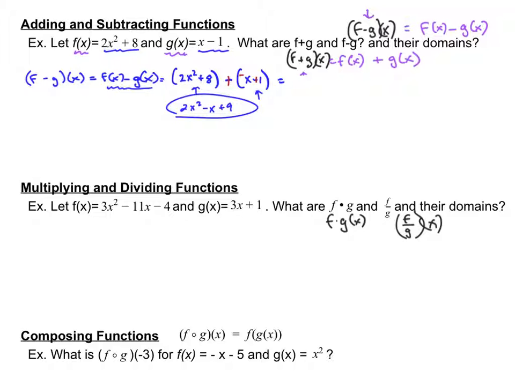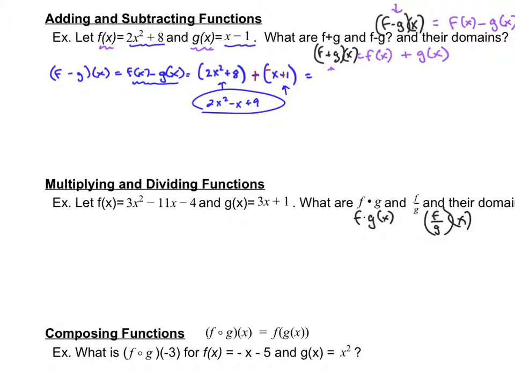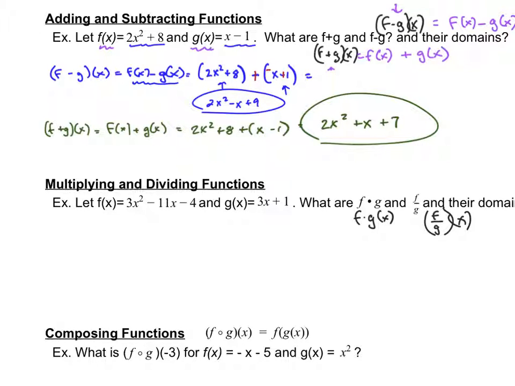And as we do the addition, of course, we are going to take f of x and add g of x to it, and then when we combine like terms, we get 2x squared plus x plus 7. So there you go. That is when we add and subtract.